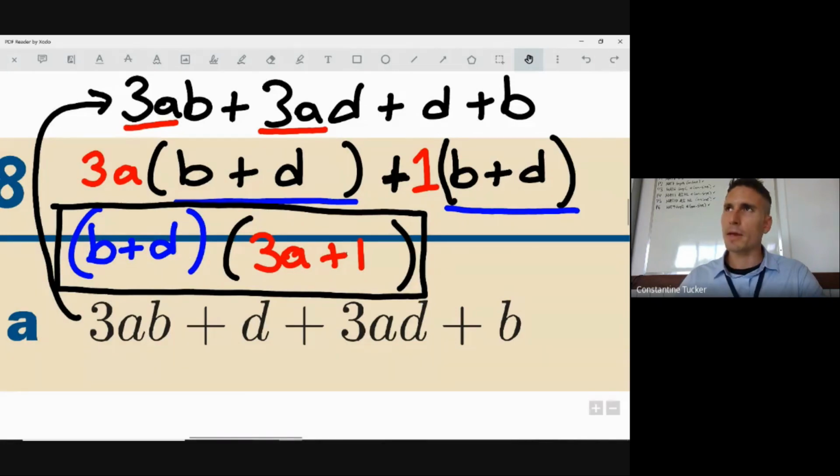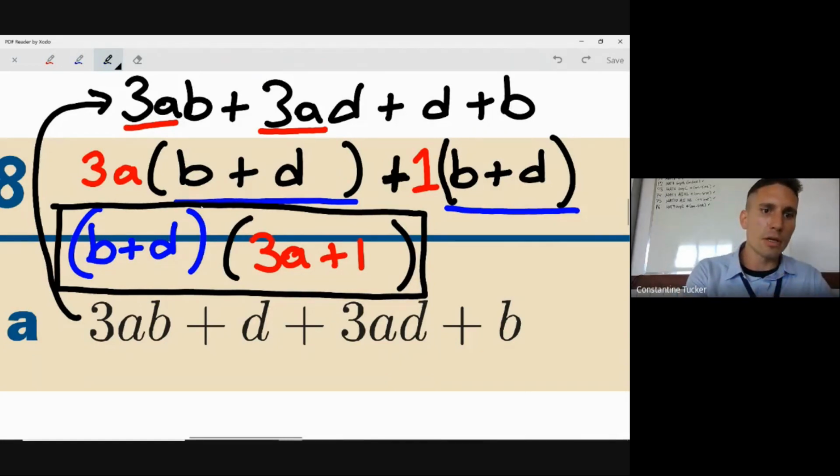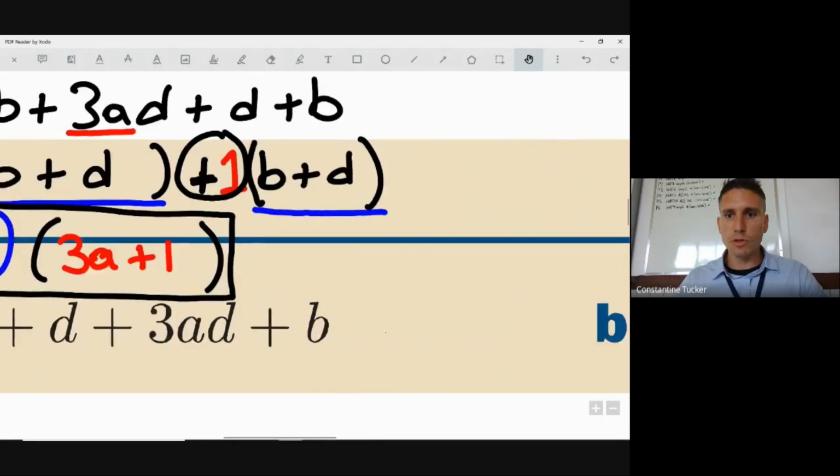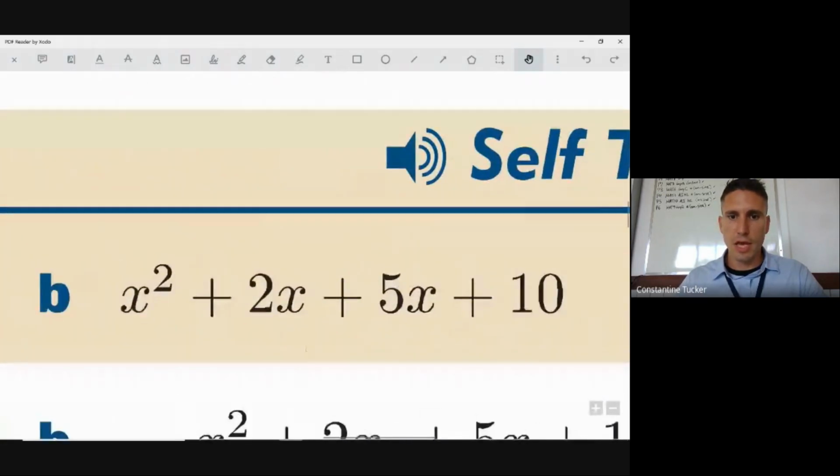So you can just think of it as this: I take out these brackets, the blue underlined pair of brackets here, and then I copy the 3a and the plus 1 into the second pair of brackets. So that could be a trick to help you remember this. Now, if you were to expand out the brackets, you would get the exact same thing we started with. Okay, so I'm going to move on to a second example.